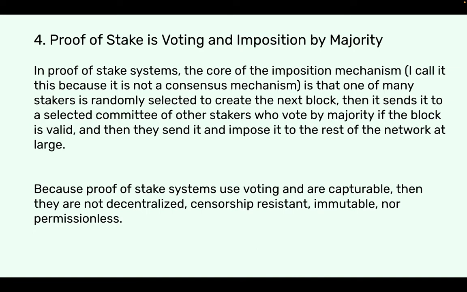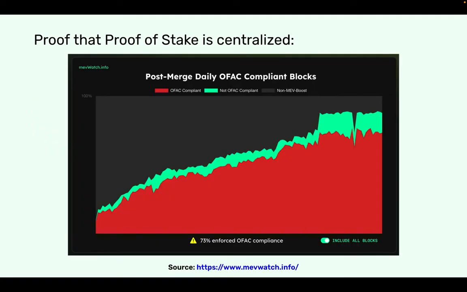Once you have something that goes from the top, from the head to the rest of the body, and if you can capture the head, then you can capture the whole body. And this is the key of why it's not decentralized, censorship resistant, immutable, nor permissionless. And I have proof of this because Ethereum, since it migrated after the merge to proof of stake, it has been actually captured.